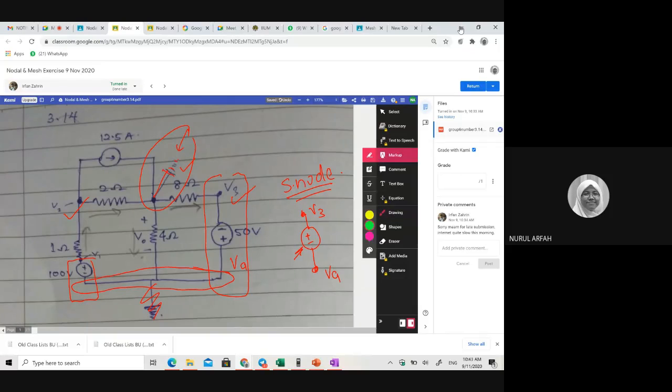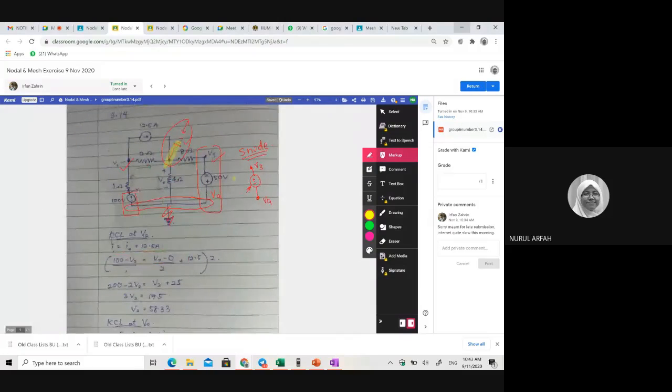It's quite difficult if you put the reference point at this junction node. Kejap, maybe I put some marker here. This one, ni susah sikit kalau you put your reference point here, it's quite difficult. So what should you do to reduce the number of super nodes? What should you do?